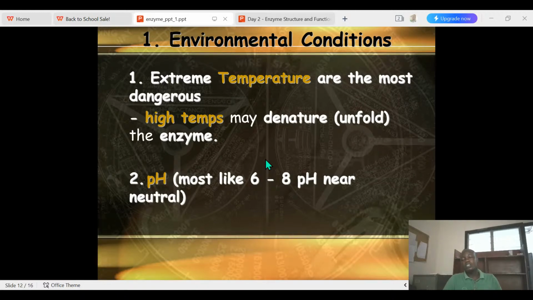But now the question is, what about in the stomach? We have the enzyme pepsin, and the stomach is highly acidic. In fact, the pH of the stomach is within a range of 1.0 to 2.5. So it is highly acidic, and there is an exception. But most of the enzymes in the human body work best between pH 6 and 8. So you should understand that.